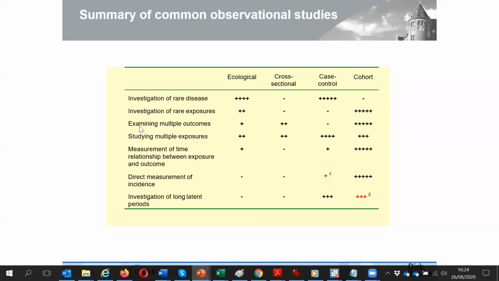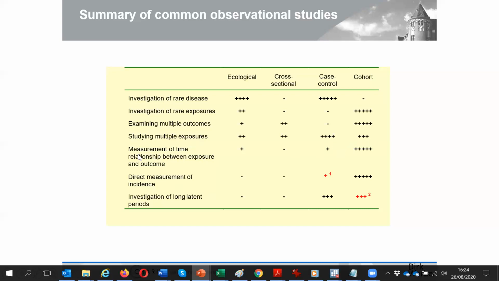Then in terms of examining multiple outcomes, cohort studies are the best. Remember, in cohort there's the element of follow-up where you expose your study participants to something, then you can follow them up. One exposure might cause several outcomes, so it's possible to follow that up. Then in terms of studying multiple exposures, case controls are the best, but cohort studies can also do that.